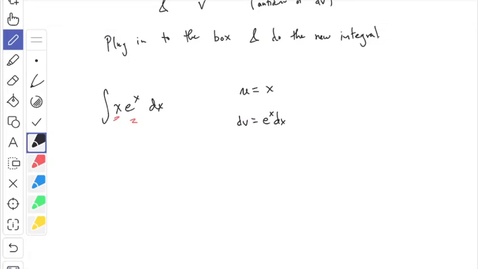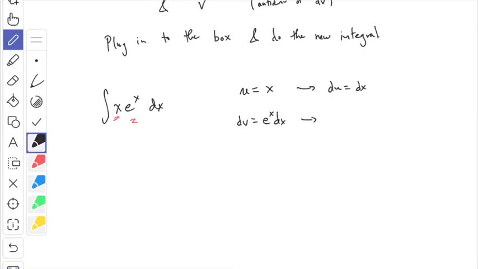Because of the way you do this, the dv should always include the dx part. But there's some choice that you have as to where you're going to put everything else. But like I said, because I know how this one is going to work out, I'm going to choose it this way. If u is x, then what's the du? You take the derivative of u. So the derivative of x being 1, the du is just dx, just like in the u substitution. Du always includes dx, and dv always includes dx.